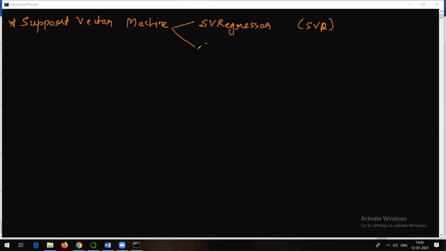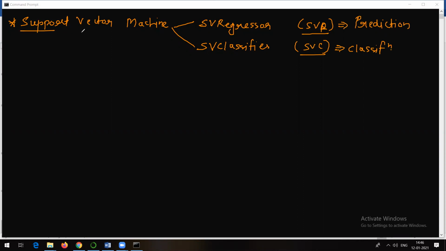And there is another flavor of support vector machine, and that is the support vector classifier. The name of the method present in Python under the scikit-learn package is SVC. So support vector regressor and support vector classifier are the two flavors available in support vector machine. The regressor can be used to solve regression problems, or to create prediction models. And the classifier, as the name suggests, can be used to solve classification types of problems. Remember this.